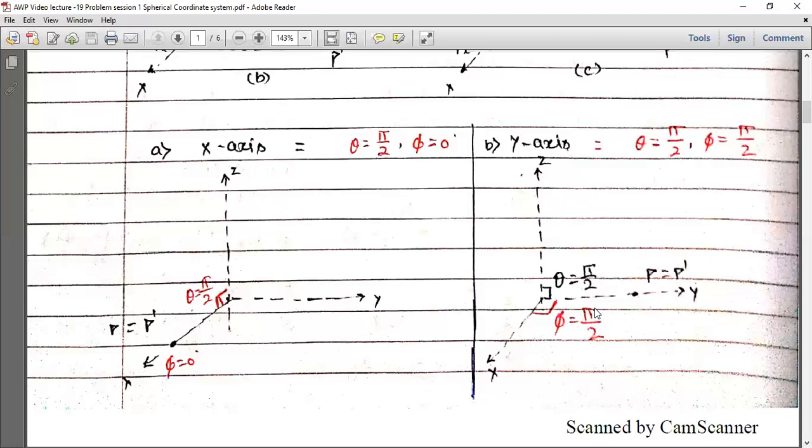Conversely, it can also be said that if a point in a spherical coordinate system has theta equals pi by 2 and phi equals pi by 2, surely the point will lie on the y-axis itself in the equivalent rectangular coordinate system.